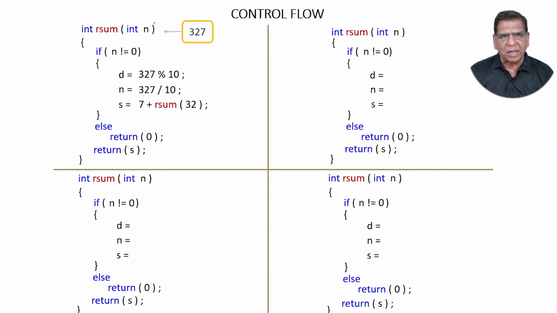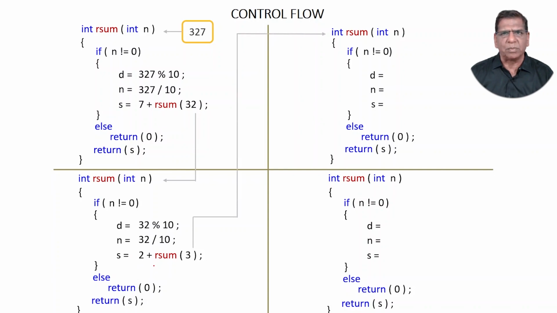And this call to rsum actually brings you here. But for a moment, believe that it takes you to the next copy of rsum. So you are passing 32, you are collecting it in n. 32 not equal to 0 is true. d will be 32 mod 10, that is 2. n will be 32 slash 10, that is 3. So s becomes d plus rsum of n, that is 2 plus rsum of 3. Again there is a call to rsum. Let's say that brings us to the next copy of rsum. We land here with a value 3.